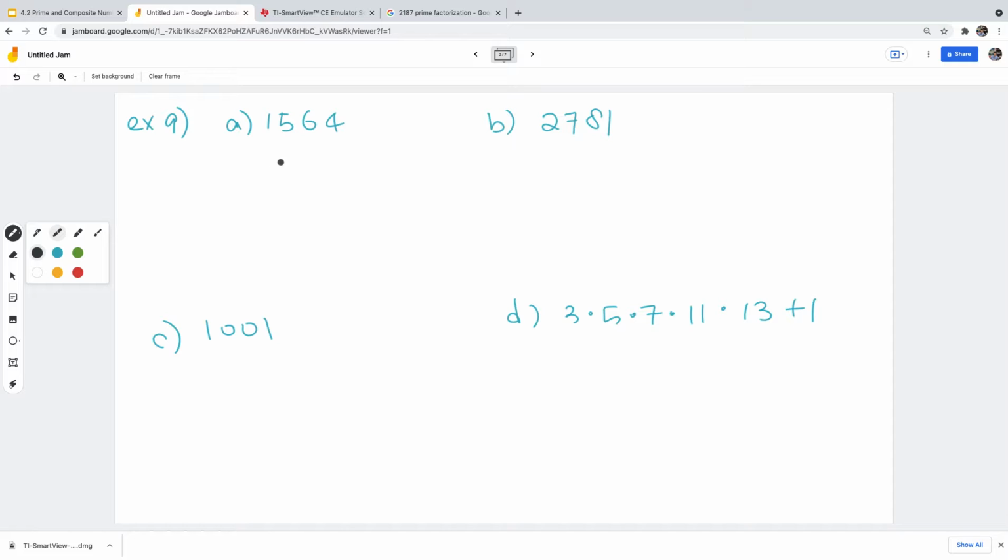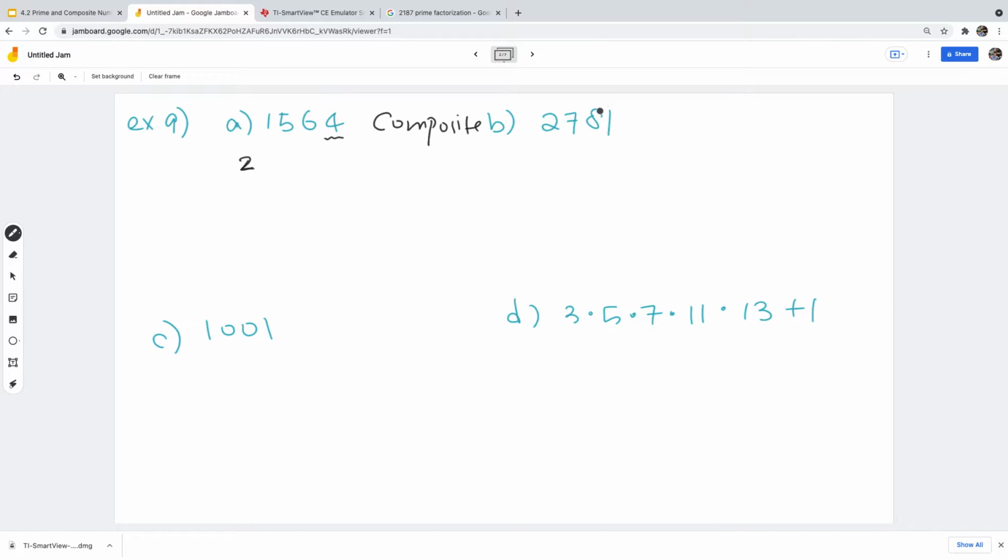So did you have some time for that? So let's think about 1564. You see that the divisibility test of 2 already tells us it is divisible by 2. So there is not only 1 and itself, but 2 is another factor. At least there should be more, right? So it is composite.